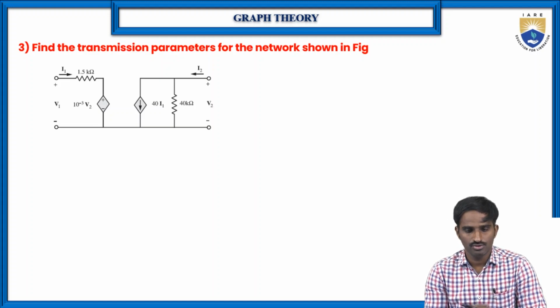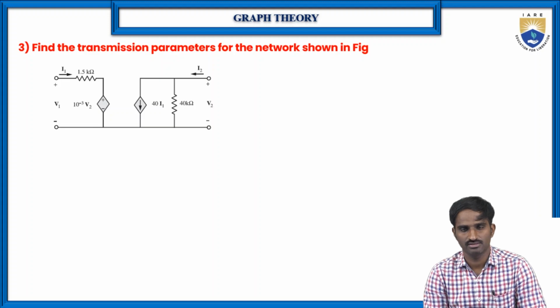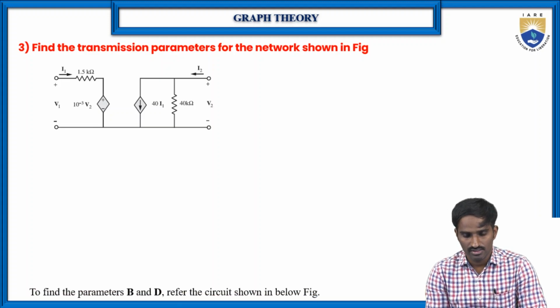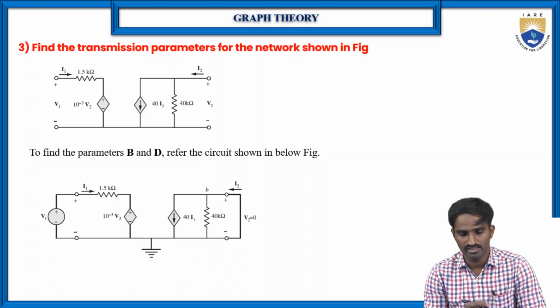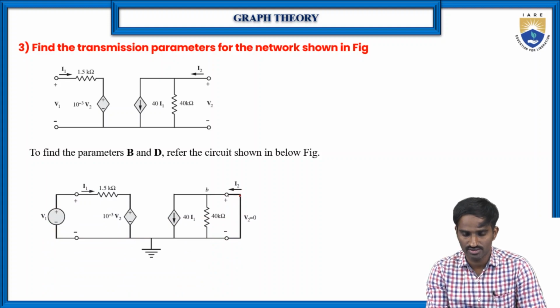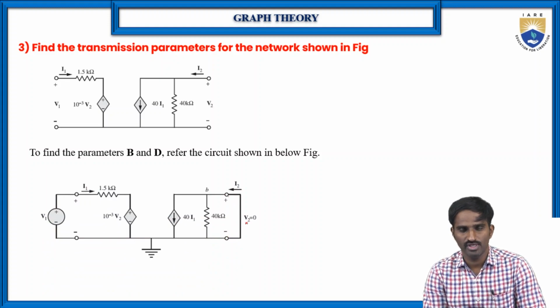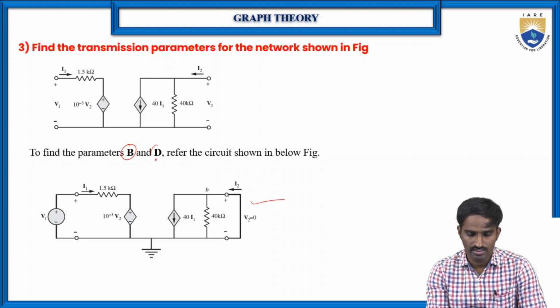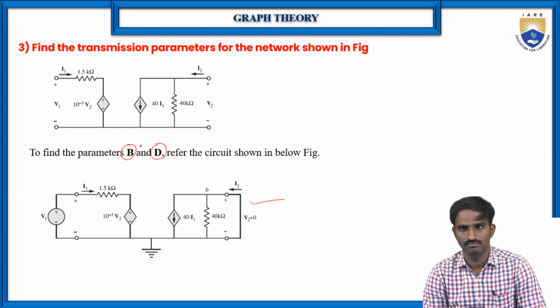Then in the second case, what are the other two parameters that we need to find? B and D. So to find the other two parameters B and D, what we have to do? We have to apply the short circuit at the secondary terminals, right? Why are we making the short circuit? We should make the output voltage equal to 0. So for that reason, we are applying the short circuit across the output terminals. Then the circuit will become like this, right? We have applied the short circuit at the output terminals to make V2 equal to 0. Then by using this circuit, we can find the other two parameters B and D, right?